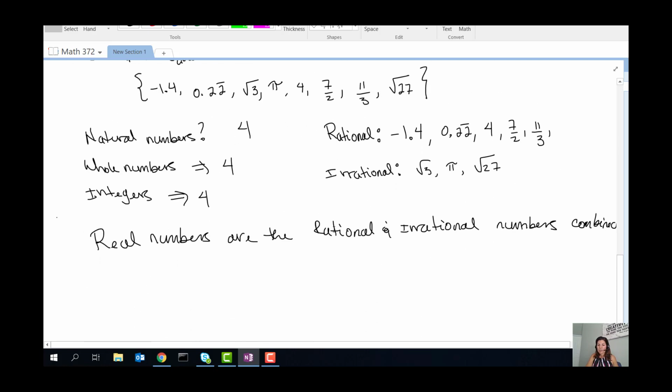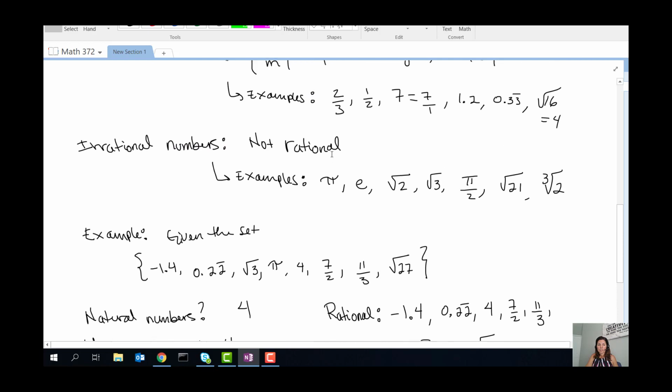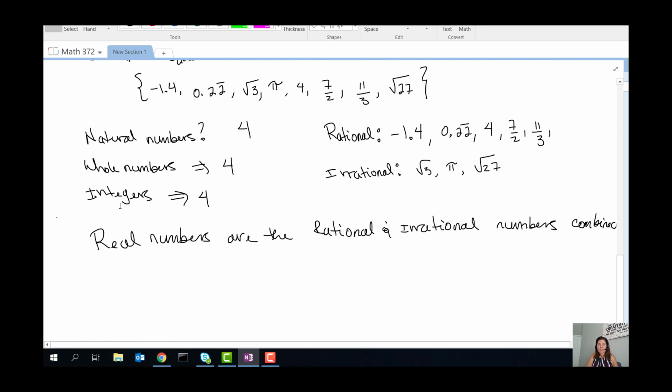And again, remember, the rational numbers include the integers. The integers include the whole numbers, which include the natural numbers. So it's kind of like nested sets. So the rational numbers are the biggest ones. And then the irrational numbers, those don't overlap, but together they make the real numbers.